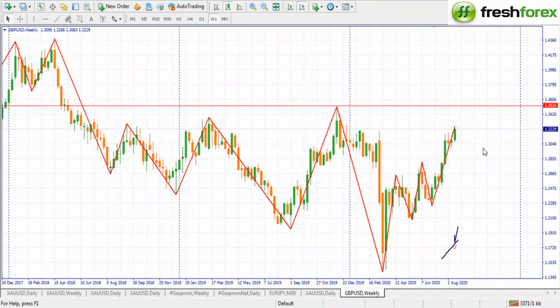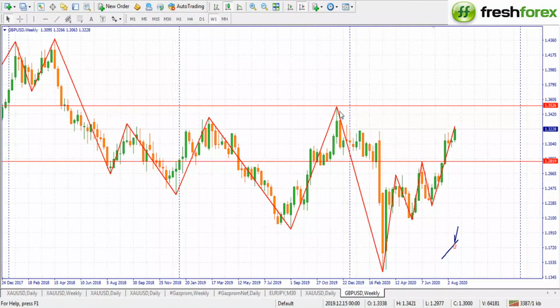We expect it to go up to around 1.3526. Expect it to move up to this level, where if it breaks above, then we'll expect a continuation much higher. We had a high here. Okay, the price continued up. We have another high here, which we expect price to go up to. If it breaks above, then expect it to continue much higher up to this point.